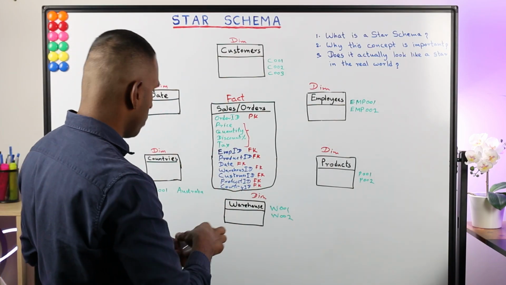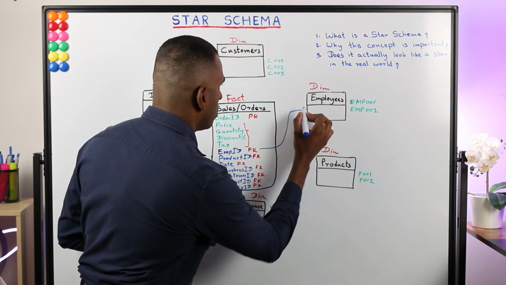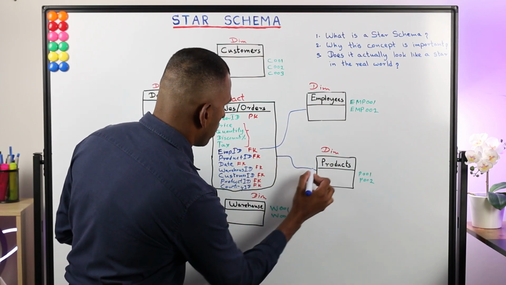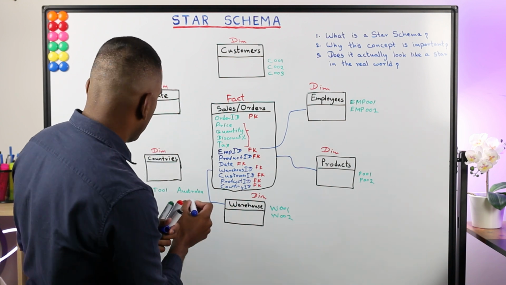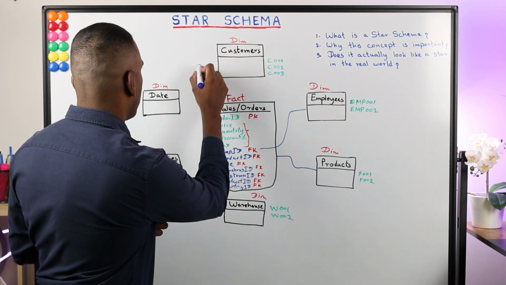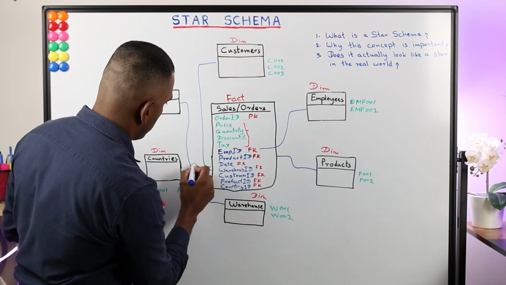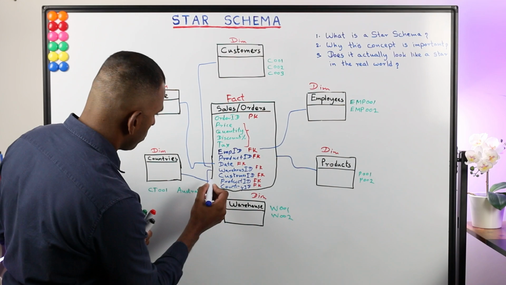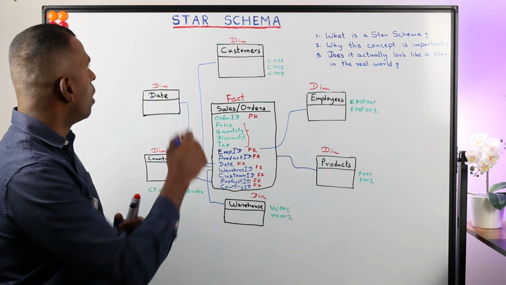Let's say employee ID is connected to employee. Product ID is connected to product table. Warehouse ID is connected to warehouse. Customer ID, I will put in here, customers table. Date. Then the countries. Just like that. That's how dim tables are connected to the fact table.